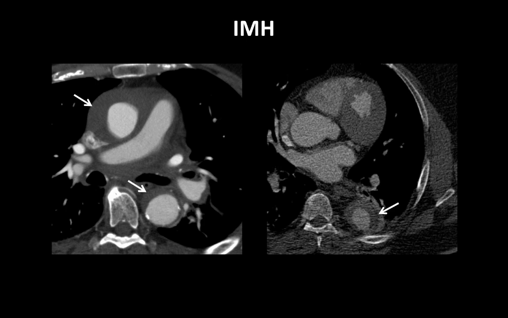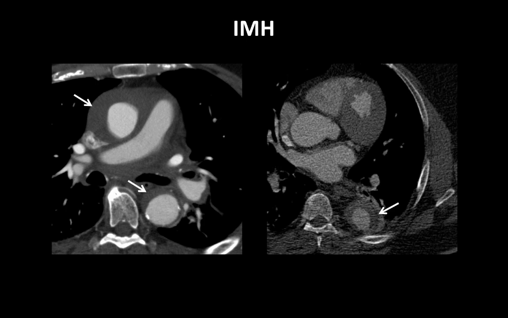The patient on the left has an intramural hematoma involving the ascending and descending aorta. The patient on the right has an intramural hematoma involving just the descending thoracic aorta. And you'll notice that in both of these cases, we see crescentic thickening of the aorta. It's relatively intermediate attenuation on these CT angiographic images.